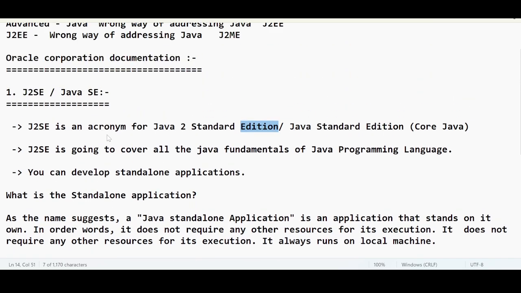So we are going to learn. Tomorrow someone is asking you, what kind of technologies do you know in Java? You should be clever enough to say that you know Java 2 Standard Edition, not core Java. Never use the word core Java. It's not the industrial standard.